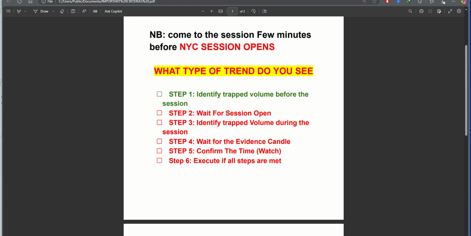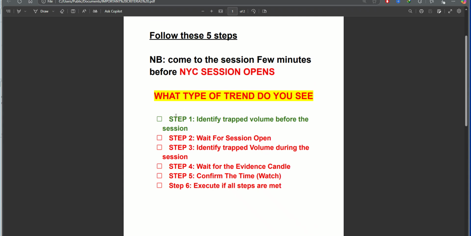Okay, so we're gonna start here, guys. As you can see, these are the 5 steps you follow. It's 5 because the last one is the execution. Okay, so look at this. You come a few minutes before the New York session opens, so you have the entire day to yourself.